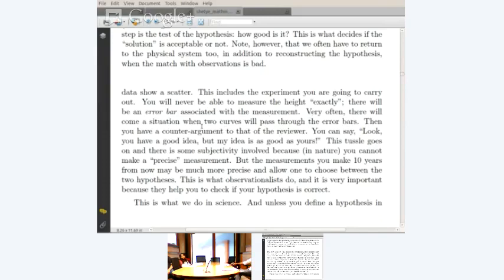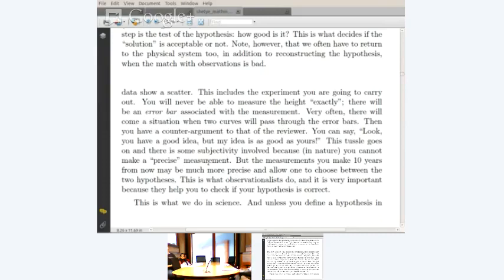So often you may find that there are situations when two curves pass through the error bars. You have an error bar associated with the measurement, and maybe there are two ideas and both give you results that are not bad. Both are within the errors of the measurement. Then you have a counter argument to that of the reviewer. You can say, look, you have a good idea, but my idea is as good as yours. This tussle goes on, and there is some subjectivity involved, because in nature you cannot make a precise measurement.